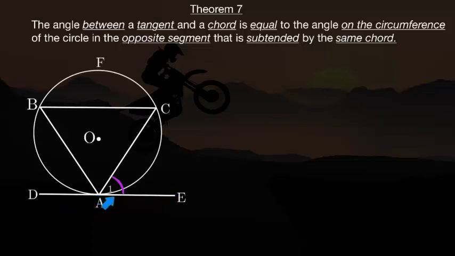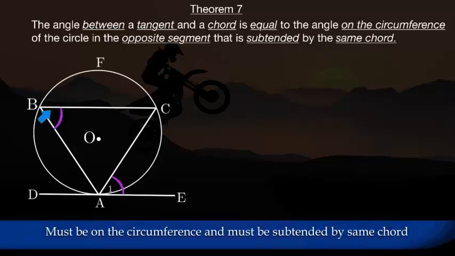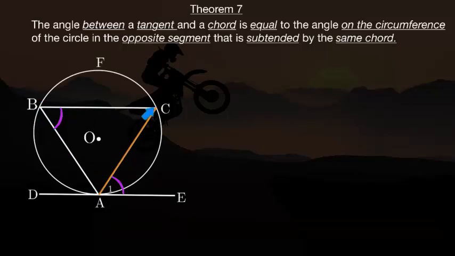Now we are going to learn that angle A1, which is the angle between this tangent and this chord AC, is equal to the angle in the opposite segment on the circumference of a circle. Now that is this angle B. But why? And here comes the important part. Because this angle on the circumference is also subtended by the same chord AC that forms the angle with the tangent. Got it? Now let me look at it from this side.